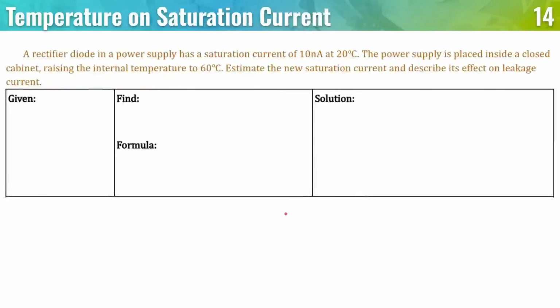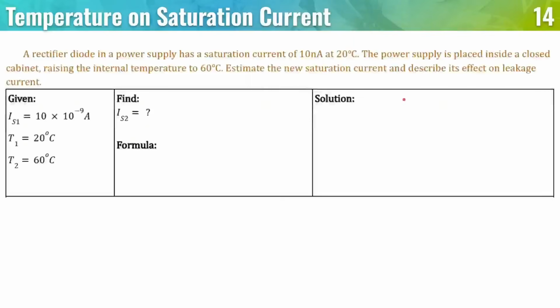So next, a rectifier diode in a power supply has a saturation current of 10 nanoamperes at 20 degrees Celsius. The power supply is placed inside a closed cabinet, raising the internal temperature to 60 degrees Celsius. Estimate the new saturation current and describe its effect on leakage current. It's important to note the prefix here: 10 nanoamperes can be rewritten as 10 times 10 raised to the power of negative 9. Since the problem states that it raises the internal temperature to 60 degrees, this is our temperature 2, and this is our temperature 1.